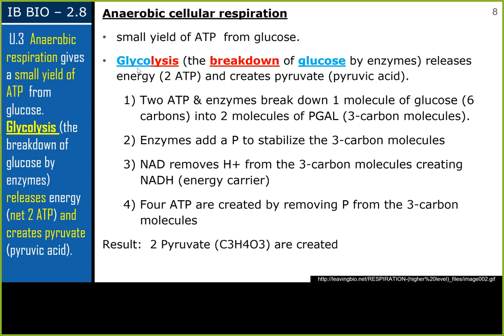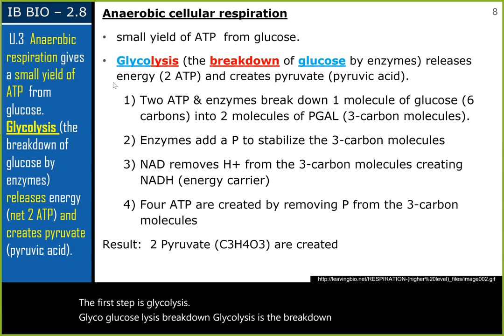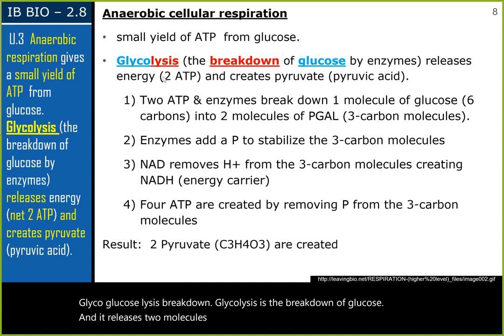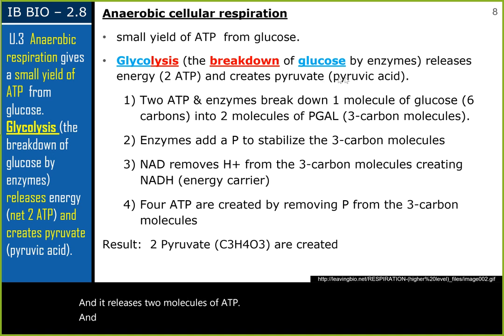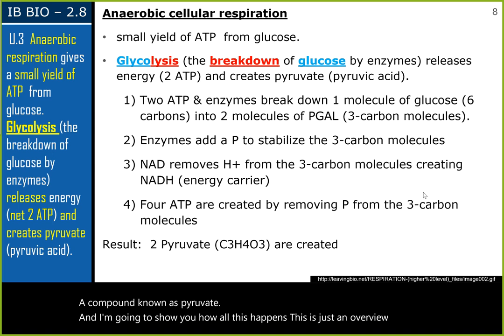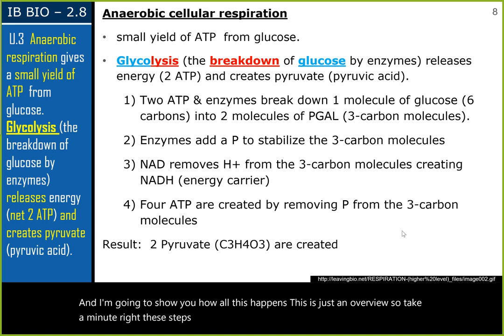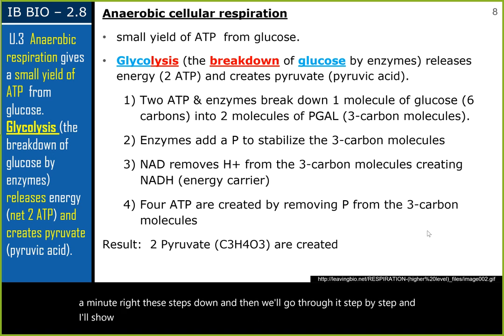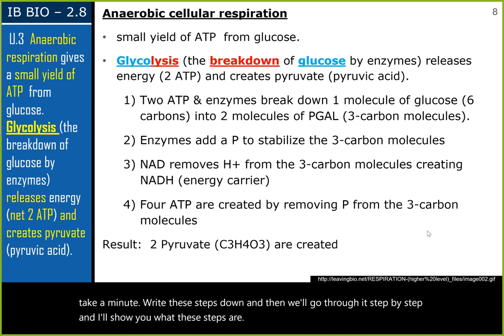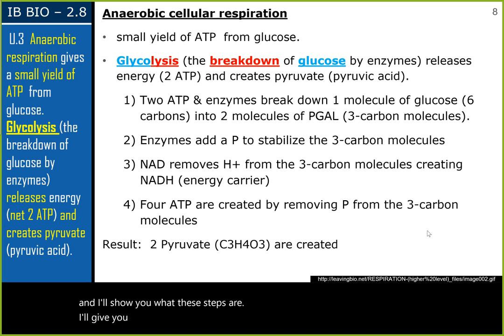The first step is glycolysis. Glyco, glucose, lysis, breakdown. Glycolysis is the breakdown of glucose. And it releases two molecules of ATP, and it creates a compound known as pyruvate. And I'm going to show you how all this happens. This is just an overview. So take a minute, write these steps down, and then we'll go through it step by step and I'll show you what these steps are. I'll give you a couple minutes to write that.